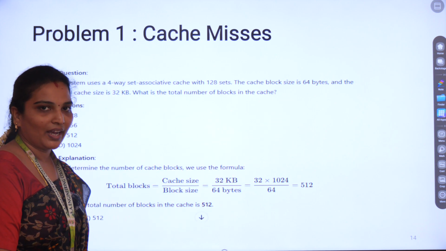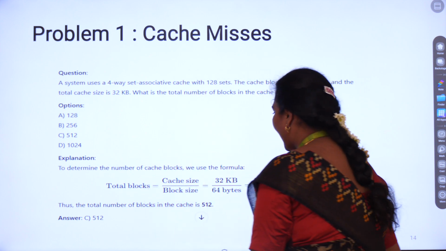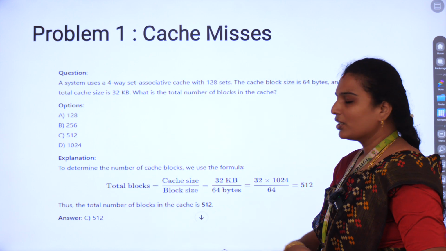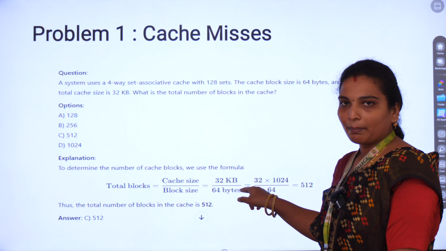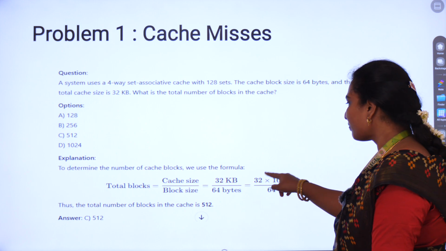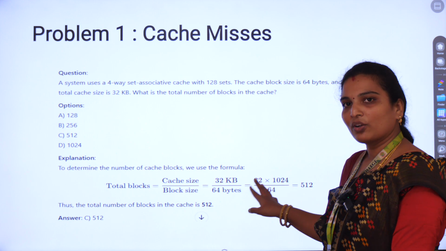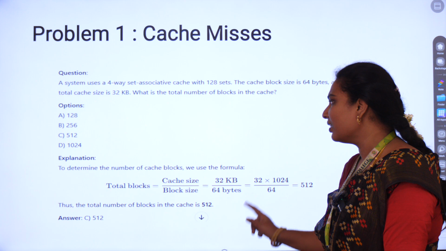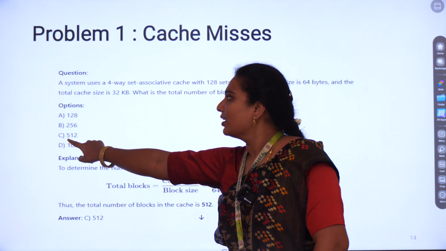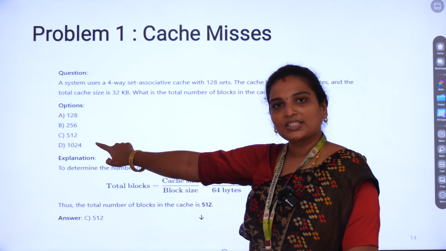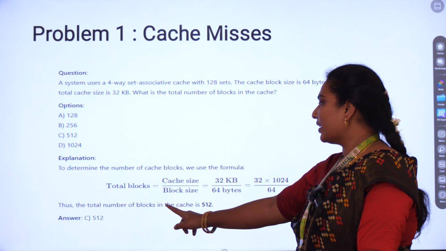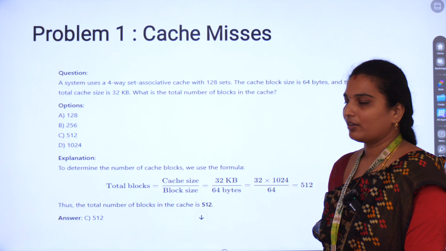One thing we have to note here is that the cache size is mentioned in kilobytes and the block size is mentioned in bytes. So we are converting this KB into bytes, which is why I am multiplying this 32 with 1024. After multiplying and performing the calculations, we get the result 512. Let us see whether it is available in the options. Yes, it is available. So the answer for this question is option C, 512. The total number of blocks in the cache is 512.